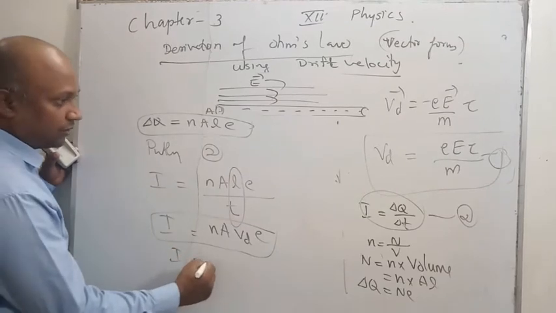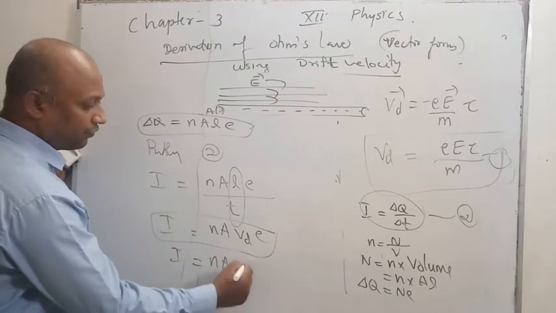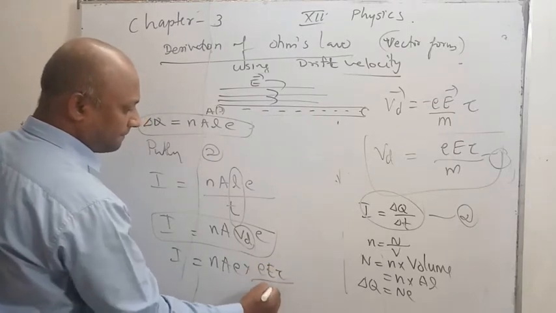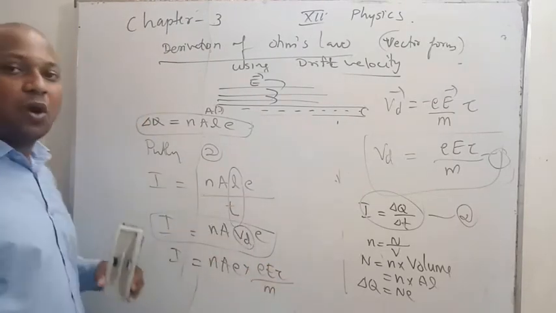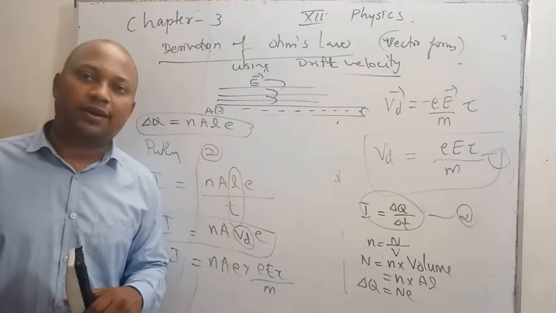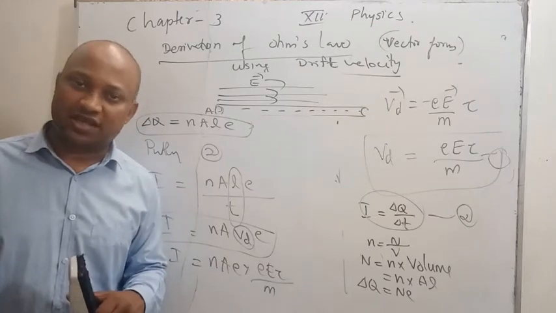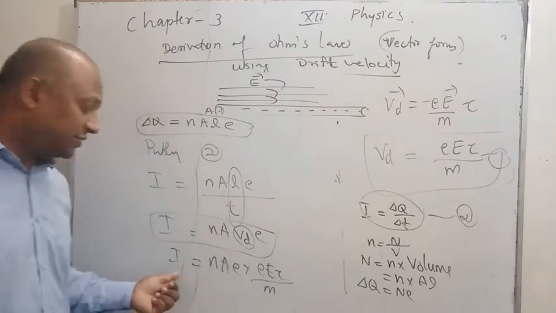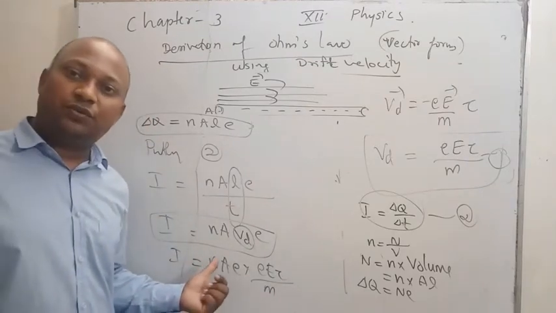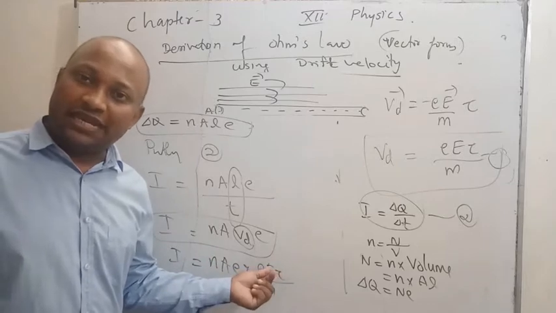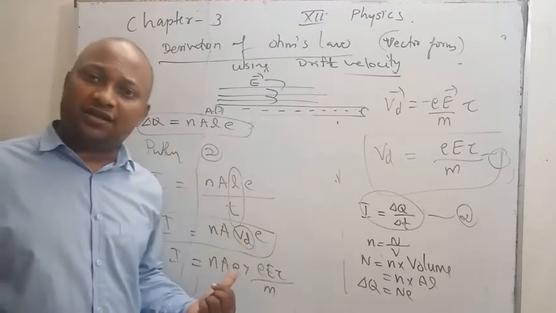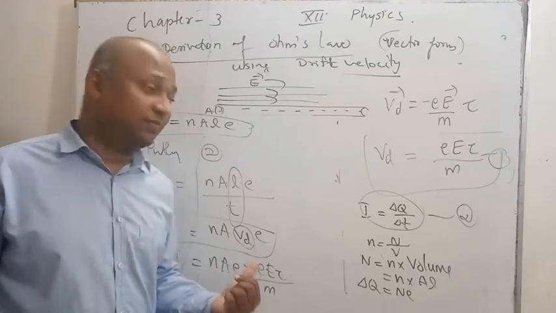So I is equal to nAe, and the value of vd will be eE tau upon m. So I is equal to A n e squared E tau upon m, which is actually correct. Now you have derived current I as something times E here, and I can be converted into I upon area, which is actually the current density called J.